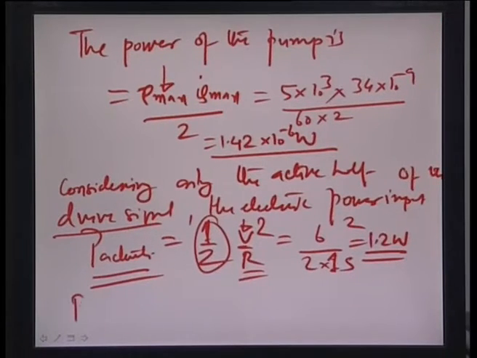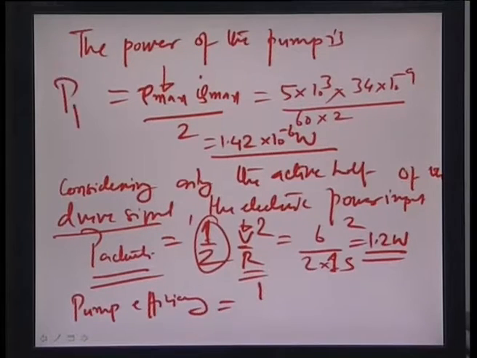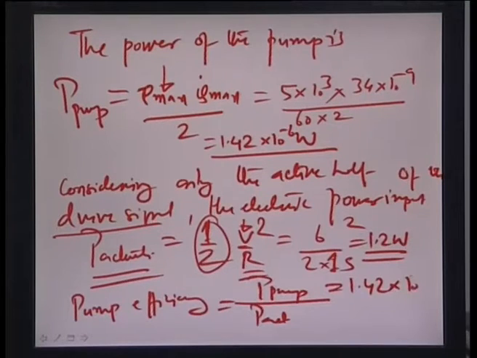So pumping efficiency, as defined earlier, is essentially the power of the pump, which we just calculated above, divided by the power of the actuator. This comes out to be 1.42 times 10 to the power minus 6 by 1.2, which is about 1.18 times 10 to the power of minus 4 percent.